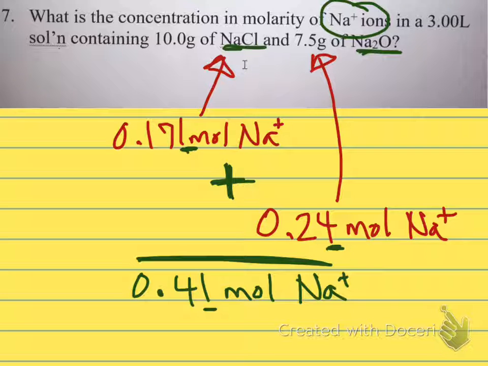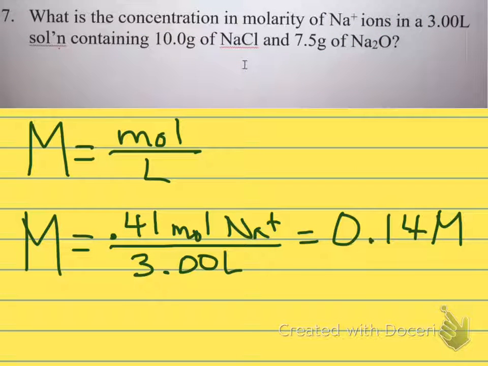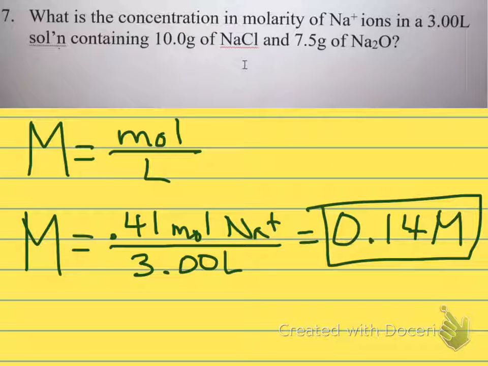Okay, our next step is to take our moles of sodium ions and our liters of solution and determine the concentration. So pause the video and see if you can determine the concentration. So molarity is moles per liter, so all I do is plug in my moles of sodium ions, divide by my liters of solution, and I get my answer of 0.14 molarity. So that's moles per liter. That's all.